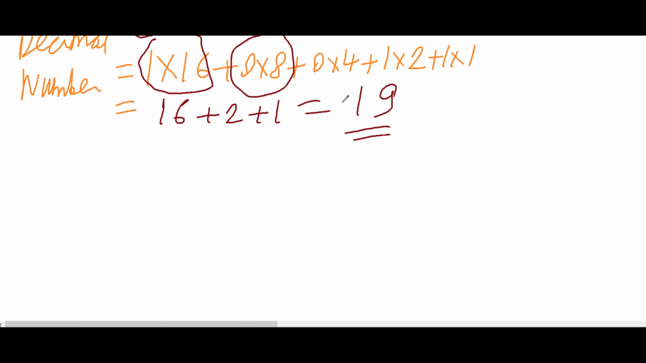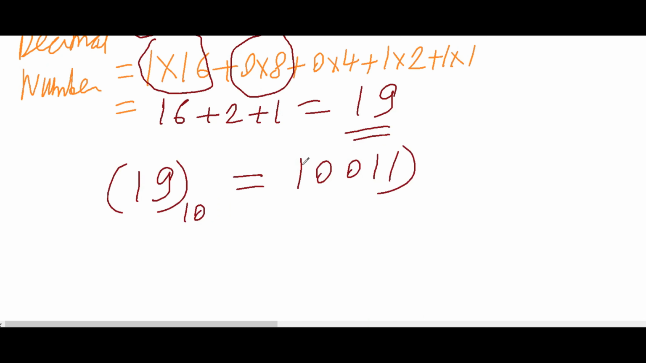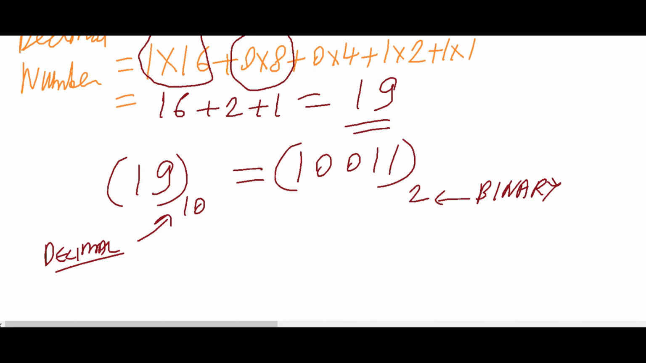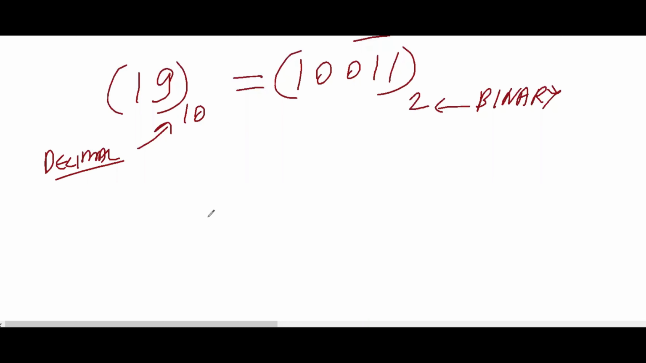Okay. Similarly, if you want to convert this 19, the decimal number 19, is equal to 10011 with base 2. This 2 indicates a binary number, and this 10 indicates a decimal number. Now how to convert this decimal number into a binary number? So let's understand that also. I am going to divide this by 2.